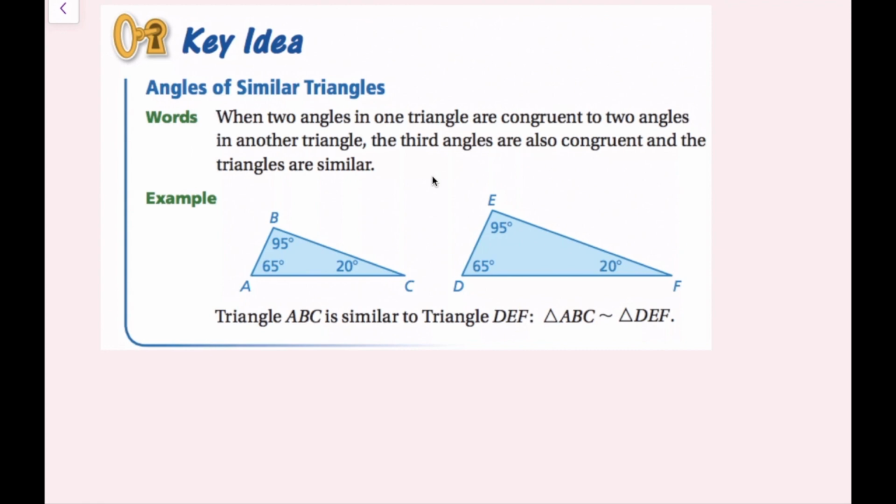So anyway, in this case, we have 95 degrees for angle B, 95 degrees for angle E. We have angle A at 65 degrees, angle D at 65 degrees. So we know that they're congruent just with those two, because the only possible number for the last two angles, C and F, has to be 20, because that is going to make those triangles add up to 180 degrees. Therefore, we know that the two triangles are similar. And this little squiggly thing right here tells us that the triangles are similar.